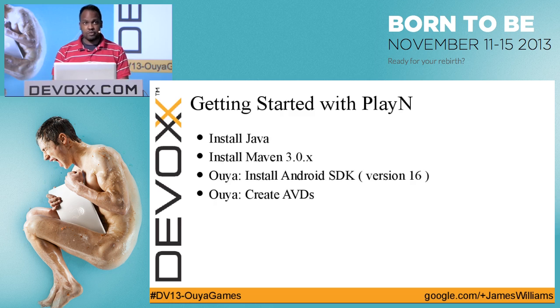So to get started with Playn, of course, you're going to have to install Java and Maven 3.0.x. The reason why you can't install Maven 3.1 is there's a weird incompatibility with Android. So until that's fixed, just stay on 3.0.